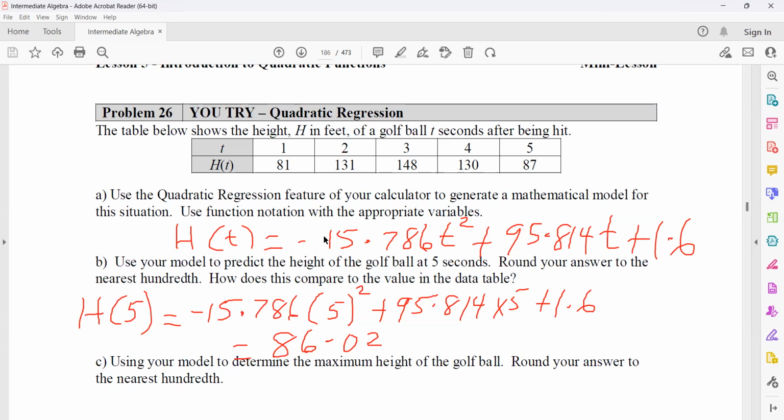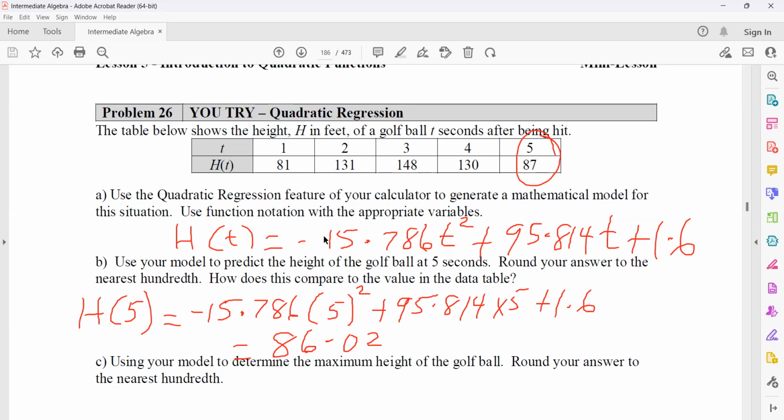How does this compare to the value in the data table? When x is 5, you have 87. This value is very close to the actual data with a difference of about 1 foot, right? So it's not going to be the same. Remember what we said about regression when we did linear regression. Because it's not going to be exact from the table, we are forcing a quadratic graph from this table. So here the value is very close to the actual with a difference of about 1 foot.